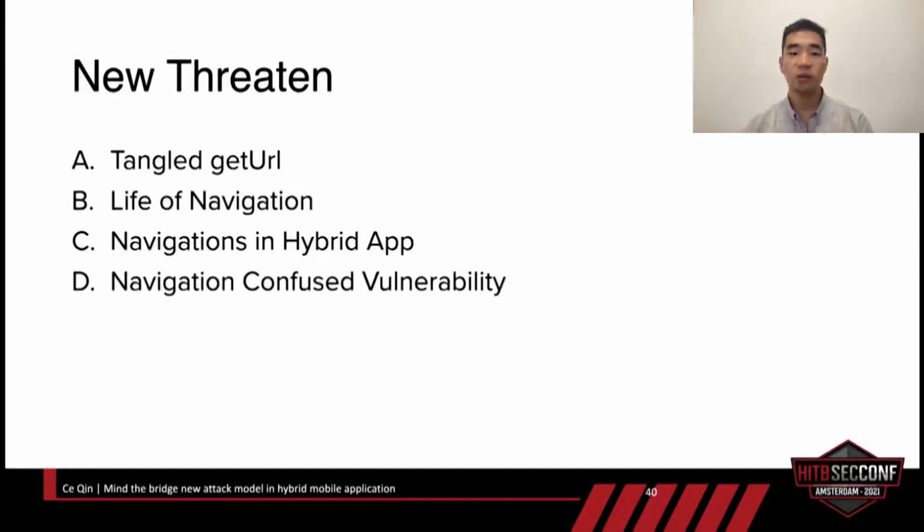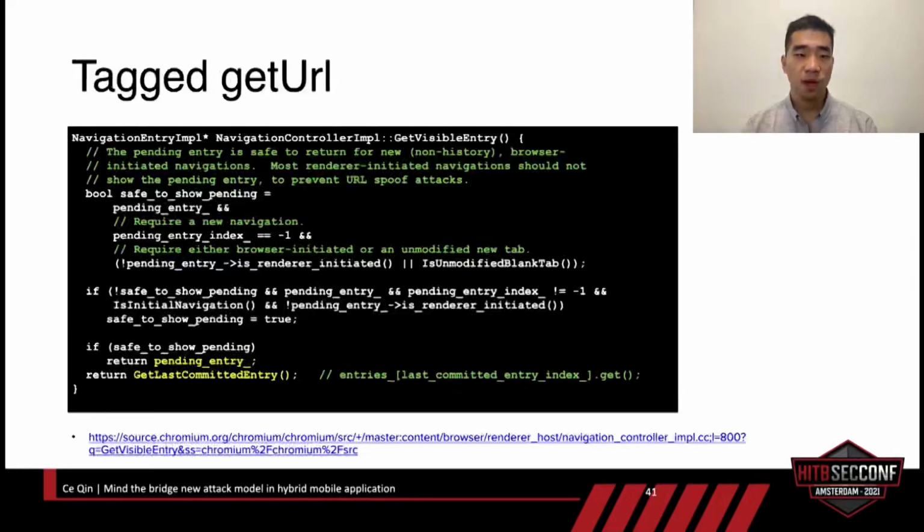So next, I will show you the new threat. A totally new attack model will affect real-time access control as well. Let's dig into the function webview.getUrl. It's not as simple as we thought before.